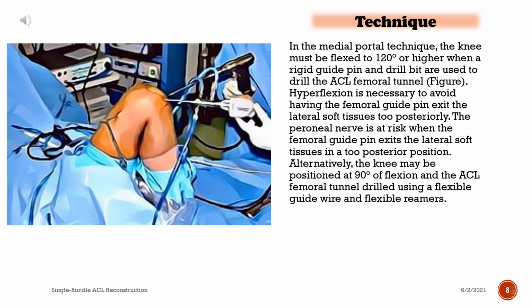Hyperflexion is necessary to avoid having the femoral guide pin exit the lateral soft tissues too posteriorly. The peroneal nerve is at risk when the femoral guide pin exits the lateral soft tissues in a too posterior position. Alternatively, the knee may be positioned at 90 degrees of flexion, and the ACL femoral tunnel drilled using a flexible guide wire and flexible reamers.